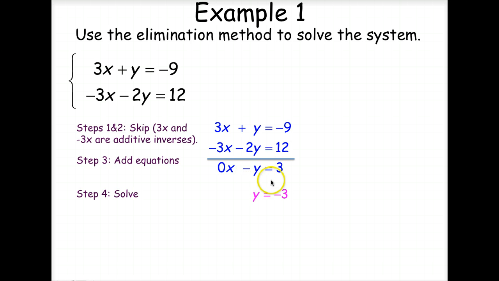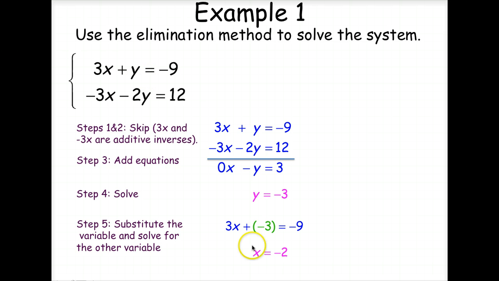When we divide both sides by negative 3, we've got y is equal to negative 3. I would come back up here into this first equation because it has fewer negatives and substitute negative 3 in for y. Then we add 3 to both sides, so we have 3x is equal to negative 6, so x is equal to negative 2. We list it as x, y, so our solution is negative 2, negative 3.